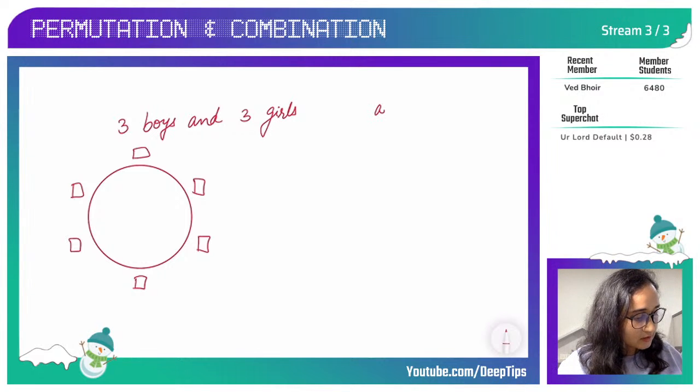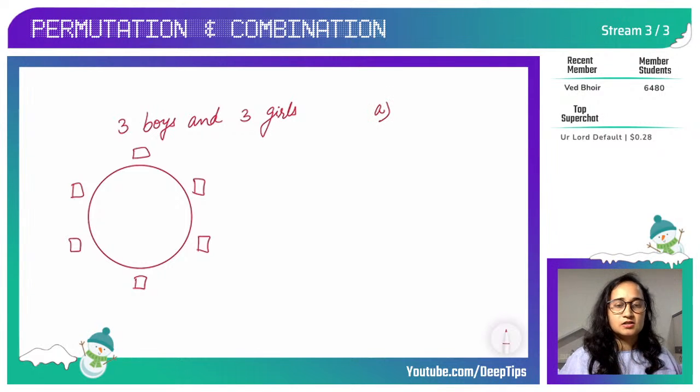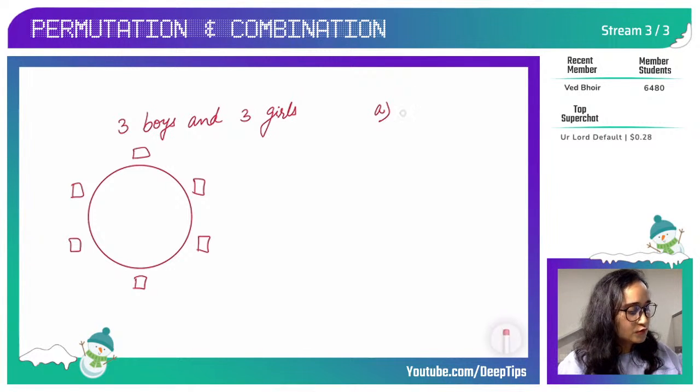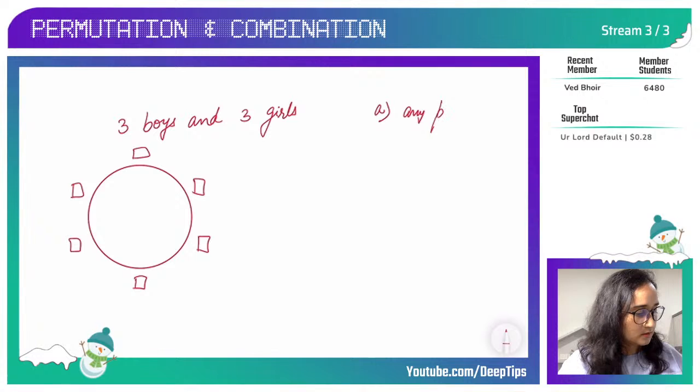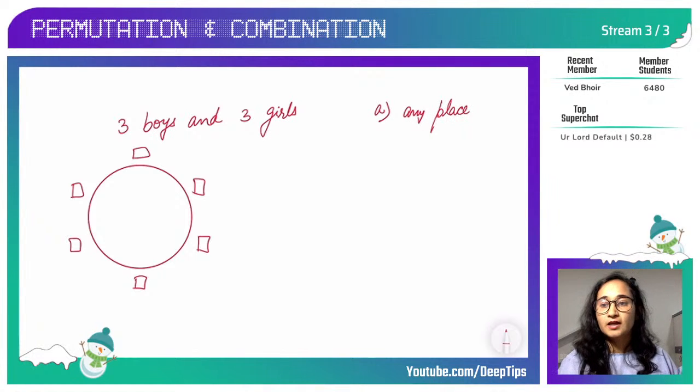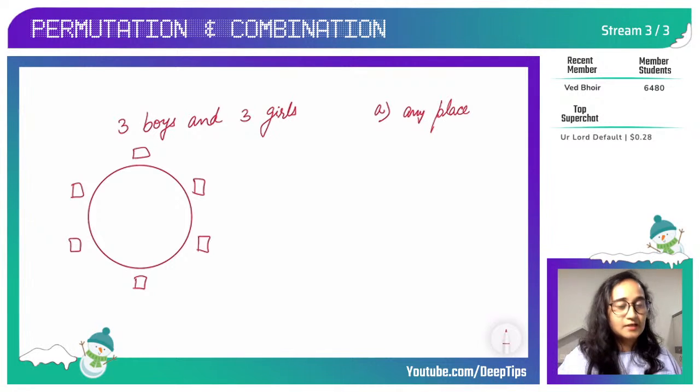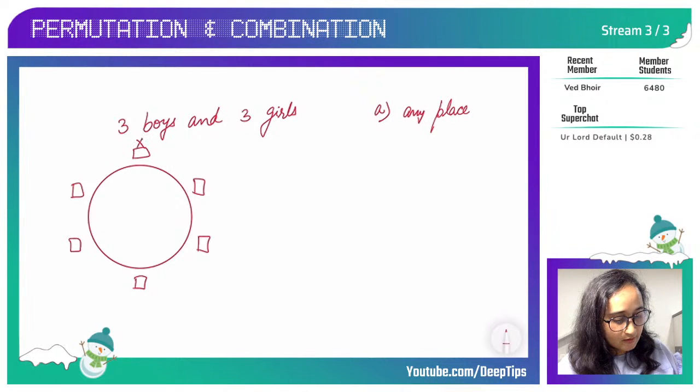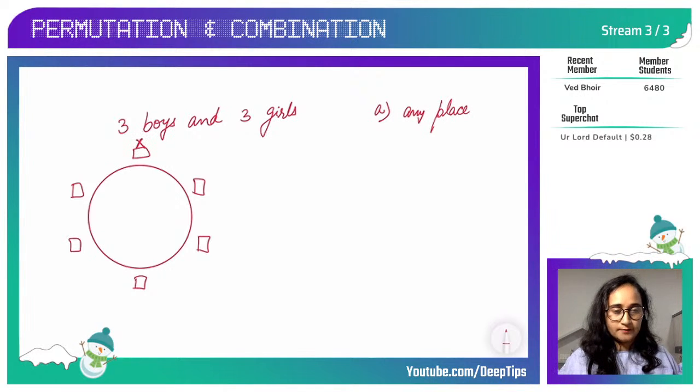So my first scenario is there is no condition. Anybody can sit anywhere. They can choose whatever place they want. I have not set any condition that you should sit here, or boys should sit here, or girls there. They can sit anywhere. So now I have 6 places, 3 boys and 3 girls. I told you in the introduction of circular arrangements how we should do it. We will fix one place. So let's say I fixed one place for a boy.